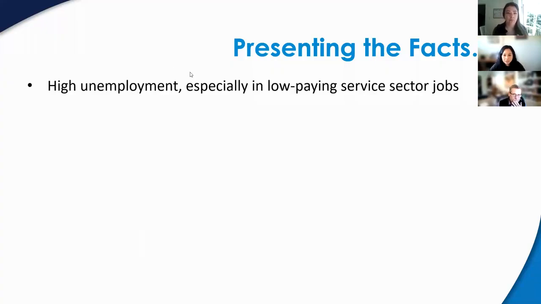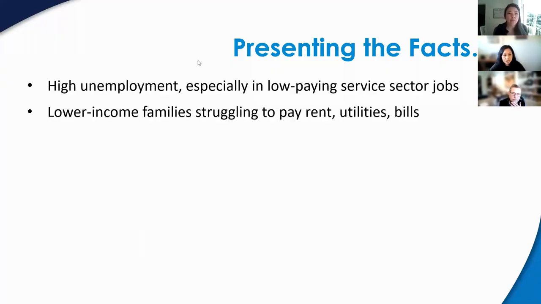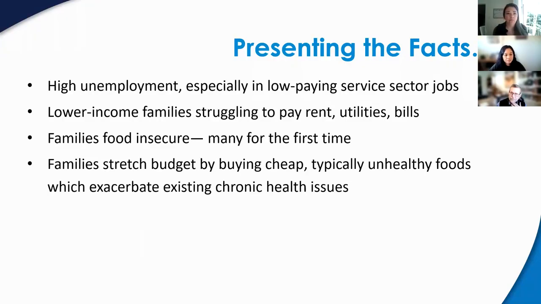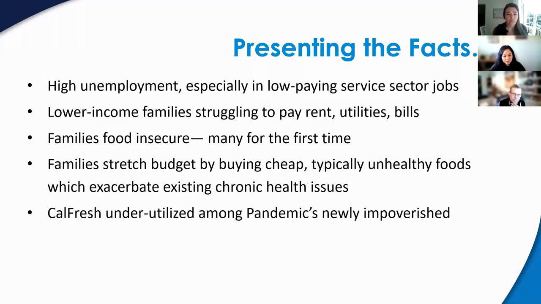High unemployment, especially in low-paying service sector jobs. Low-income families struggling to pay rent, utilities, bills. Families food insecure, many for the first time. Families stretch budget by buying cheap, typically unhealthy foods, which exacerbate existing chronic health issues. CalFresh underutilized among pandemic's newly impoverished. So these are some bullet points that are often presented to media.